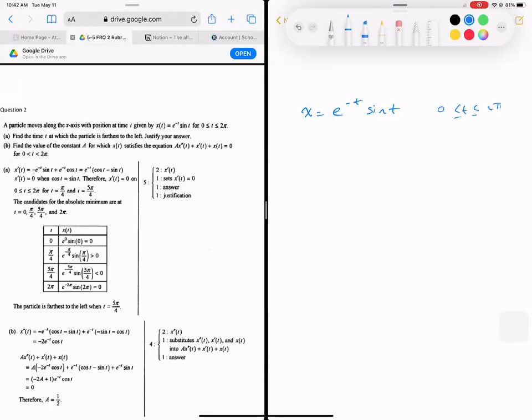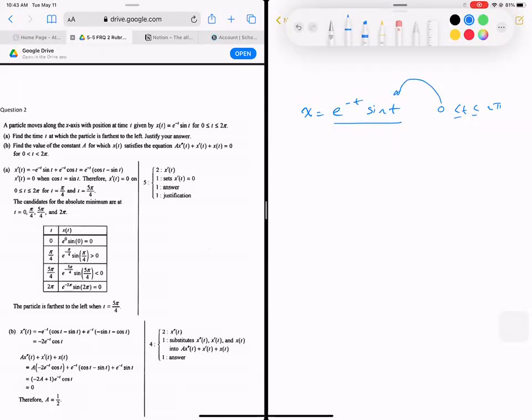First question is A, find the time t at which the particle is furthest to the left and justify your answer. So we are given a position function, right? So that is the position. So looking at a number line. Okay, so let's plug in some numbers first. Let's plug in 0. If I plug in 0, what does it look like?